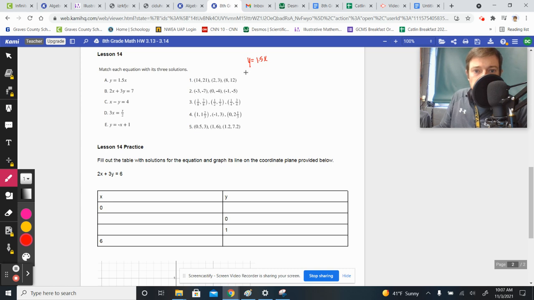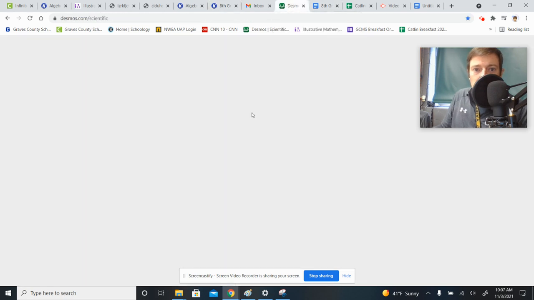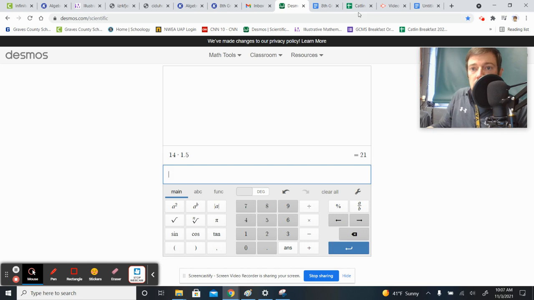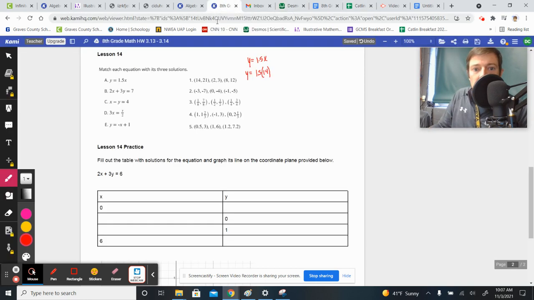To find out what y is, if I take 14, which is in the x place, and multiply it by 1.5, let's see what we get. Let's go to our calculator. 14 times 1.5, we get 21. And that's actually what it was supposed to give us. So that worked out just right. 1.5 times 14 was 21, which is the y.